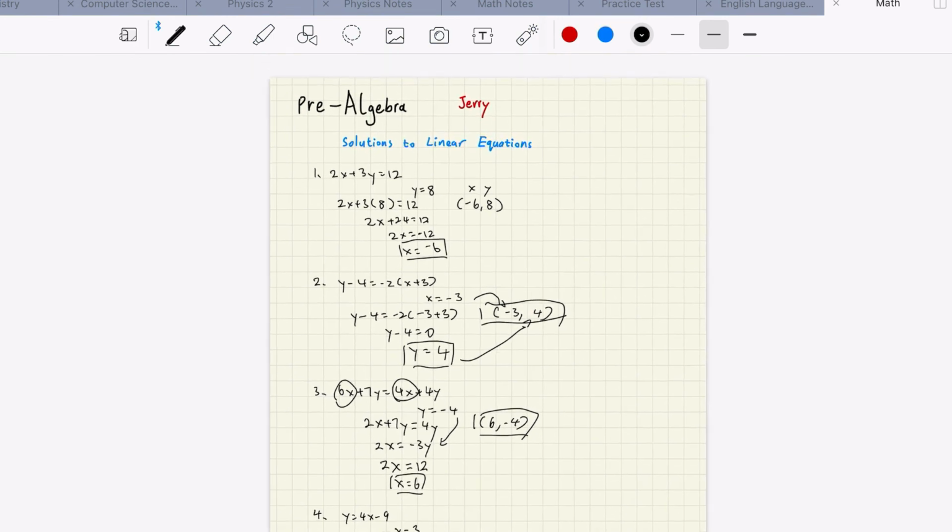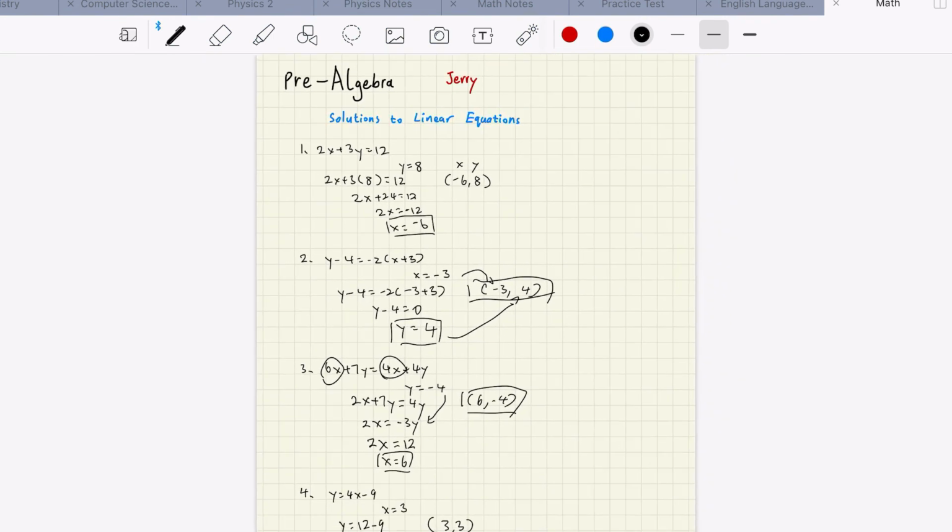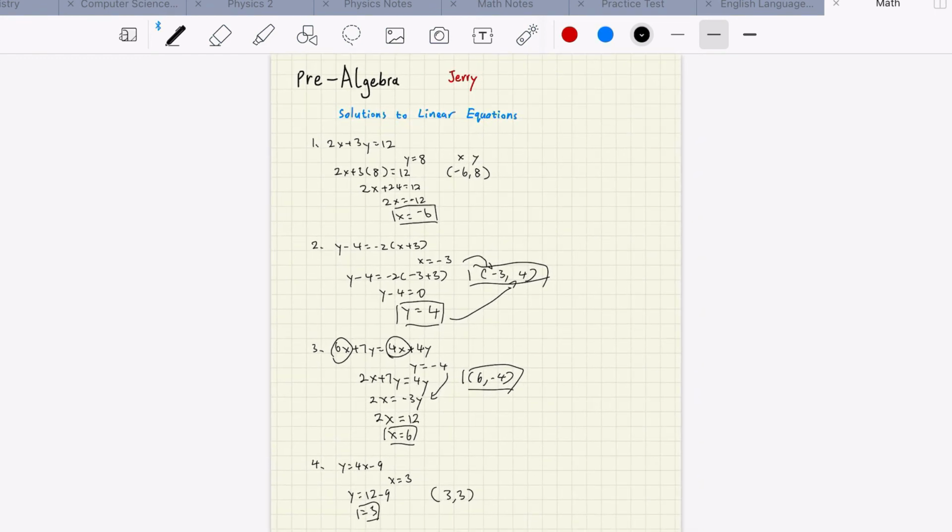So that's all for today. We learned how to solve linear equations when one variable is given, and you just have to plug that in and solve for the other variable, and that point will be a point on that graph with that formula or equation.